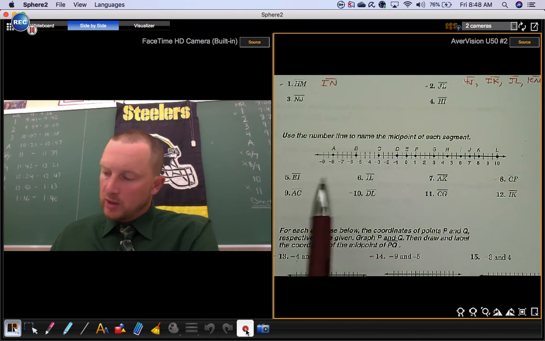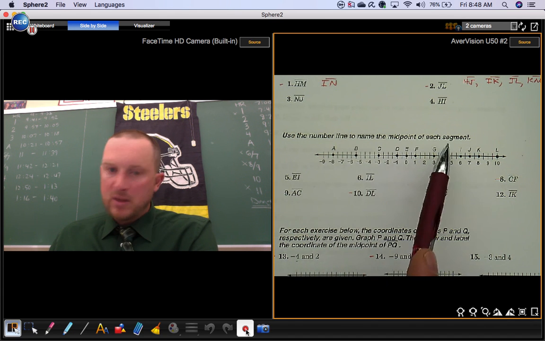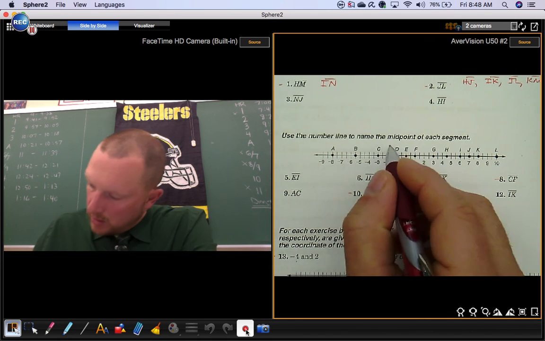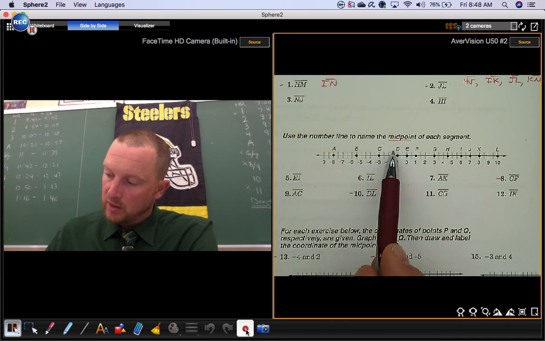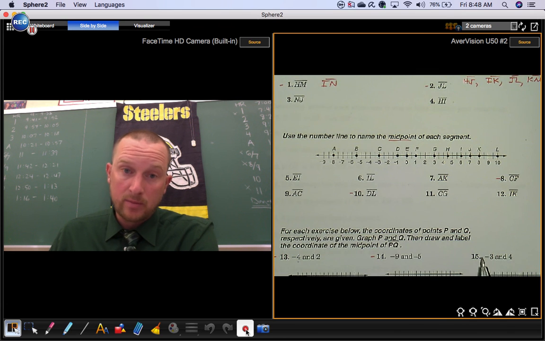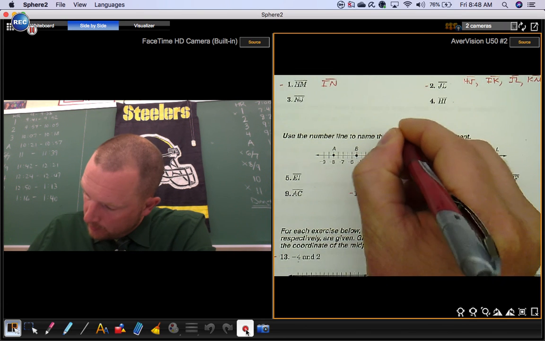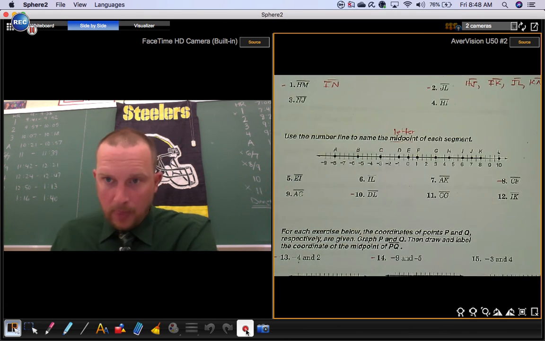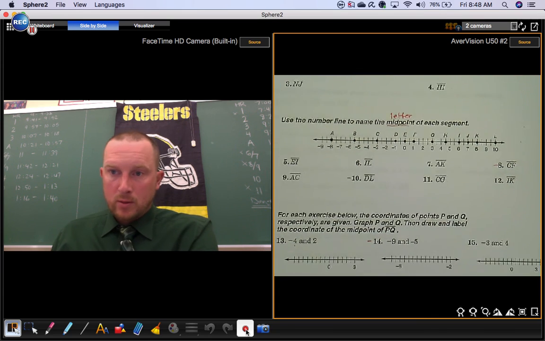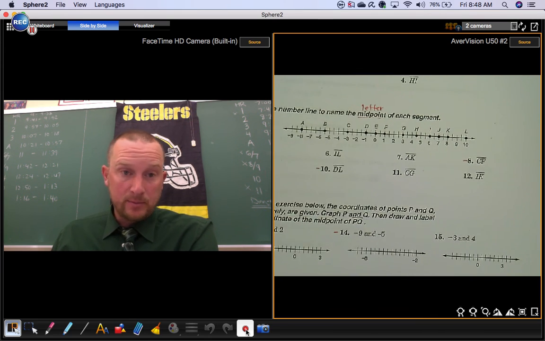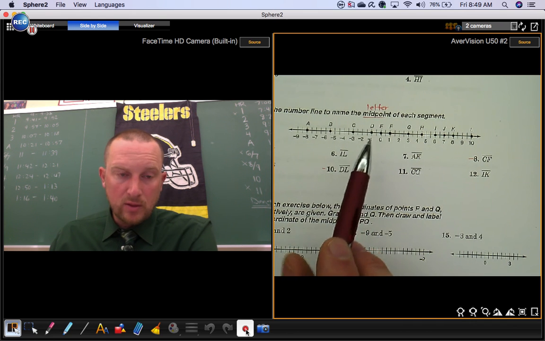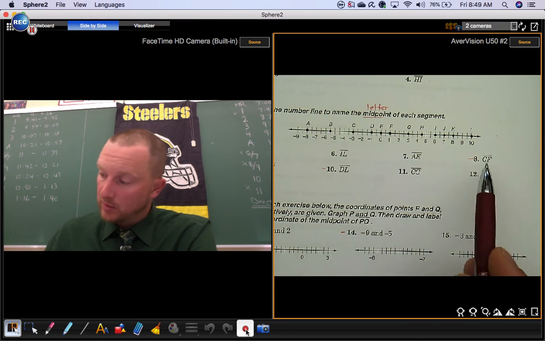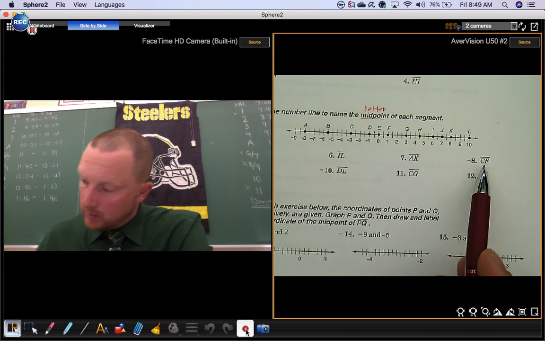Next section down, we're going to use the number line to name the midpoint of each segment. Notice how it's saying to name the midpoint. So your answer to these is going to be a letter, not a number. We're going to do number 8 and number 10. When you find the midpoint, you're averaging endpoints. So look at number 8.